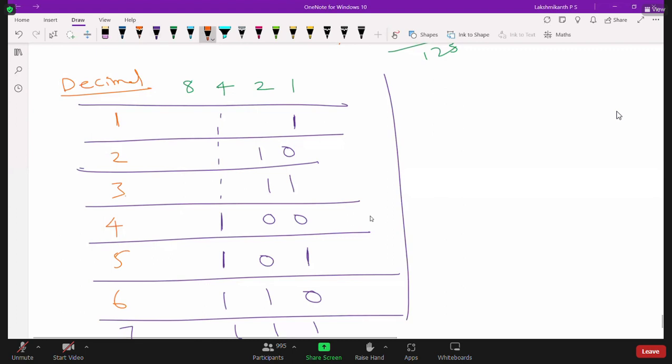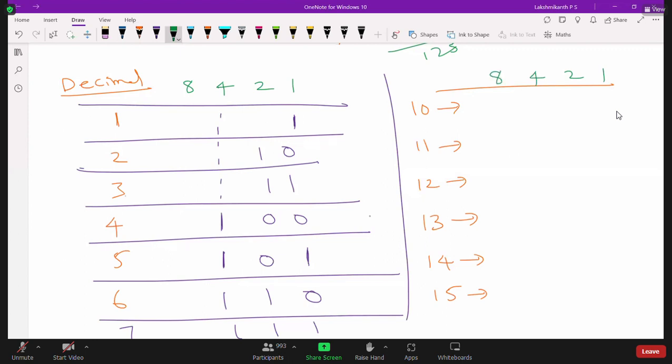Now how to write 10, 11, 12, 13? Based on this sequence also, they are going to ask you a few questions. Now for these, the place values are 1, 2, 4, 8. 10 means 8 is required and 2 is required, 8 plus 2 is 10. So 4 is not required, and 1 is not required.